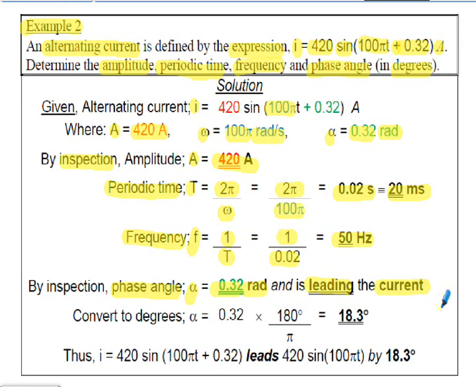We're asked to convert the angle to degrees, so our conversion here is 0.32 multiplied by 180 degrees over pi, which gives us a value of 18.3 degrees for our angle. Thus, i is equal to 420 sine(omega t), 100 pi t, plus the alpha of 0.32. That system waveform leads the basic sine curve of 420 times the sine of 100 pi t by 18.3 degrees in this case.